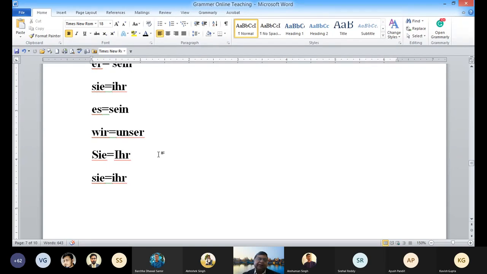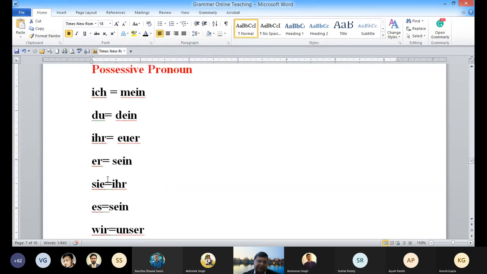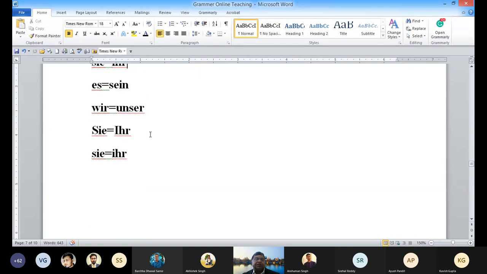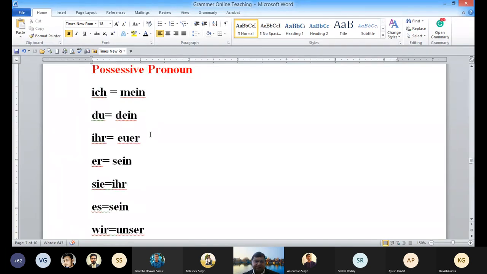And sie means they and ihr means their. So if this sie is they, then the corresponding ihr, the meaning will be their. Because here this sie, if the meaning is she, then its corresponding ihr will be her. So these are the personal pronouns. So please remember that the possessive pronouns are nothing but the replacement of the article.